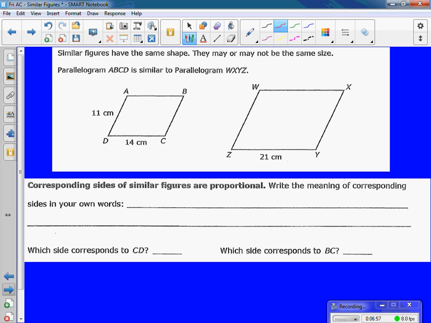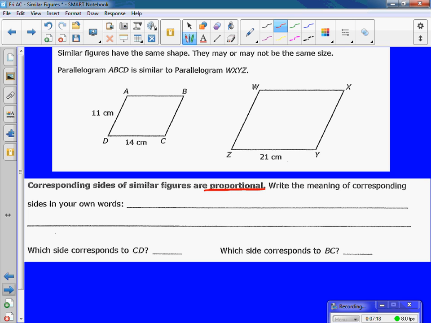So now we need to talk about corresponding sides. Corresponding sides of similar figures are what we call proportional, and that's what we were looking at before, the relationship between the sides. We set up a ratio, because if we could set up a ratio, then we can set up a proportion. So write the meaning of corresponding sides in your own words.